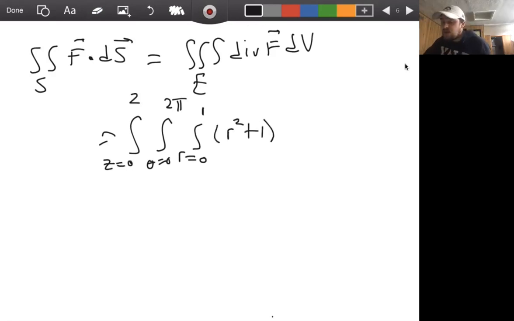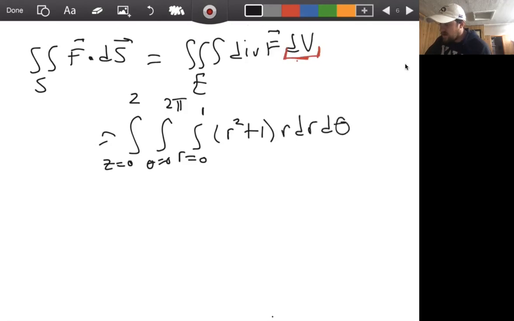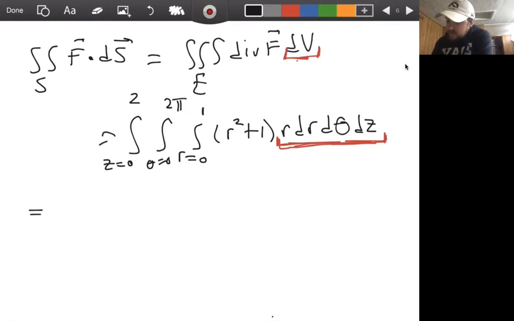And then remember, dV in cylindrical coordinates is r dr d theta dz, not dV. Right? If you remember back to when we were first studying triple integrals, we learned that the differential dV is different depending on the coordinate system you're in. And we learned that if it's in cylindrical coordinates, it's r times dr d theta dz. And so we can calculate this integral here to calculate the flux.